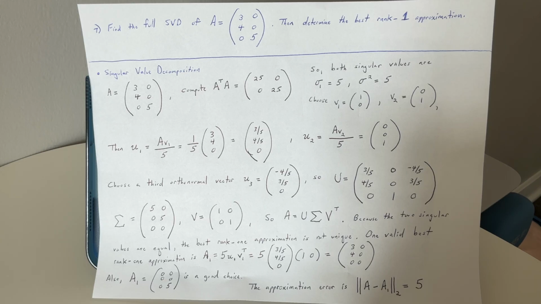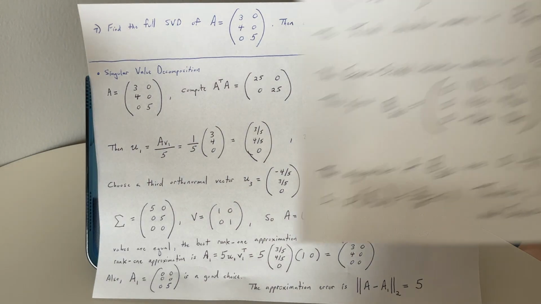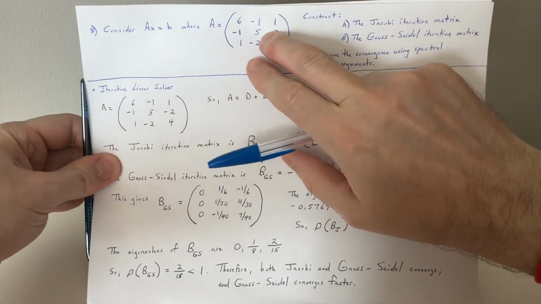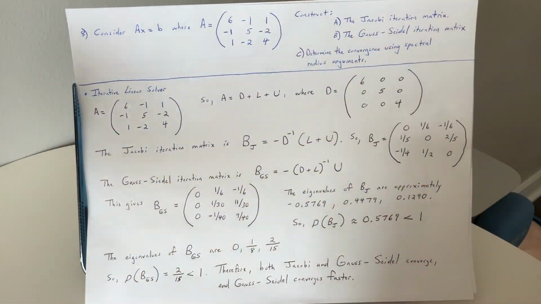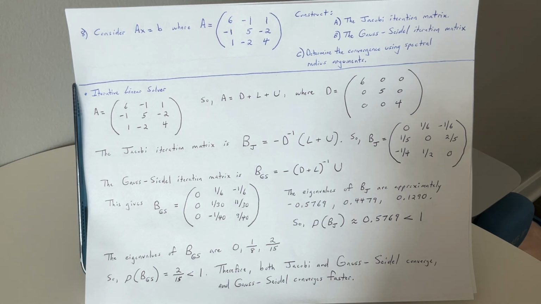Okay, so going on to number 8. So number 8, we consider AX equals B, where A equals first row 6, negative 1, 1, second row negative 1, 5, negative 2, third row 1, negative 2, 4. Part A, we want to construct the Jacobi iteration matrix. Part B, we want to construct the Gauss-Seidel iteration matrix. And for part C, determine the convergence using spectral radius arguments.